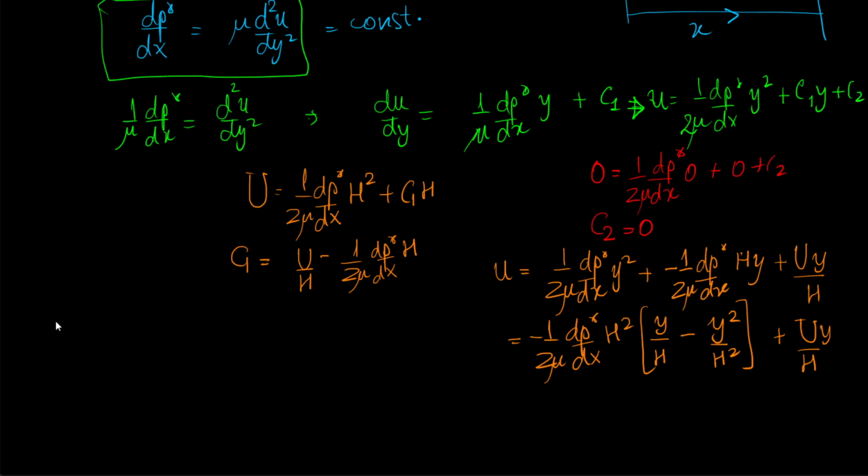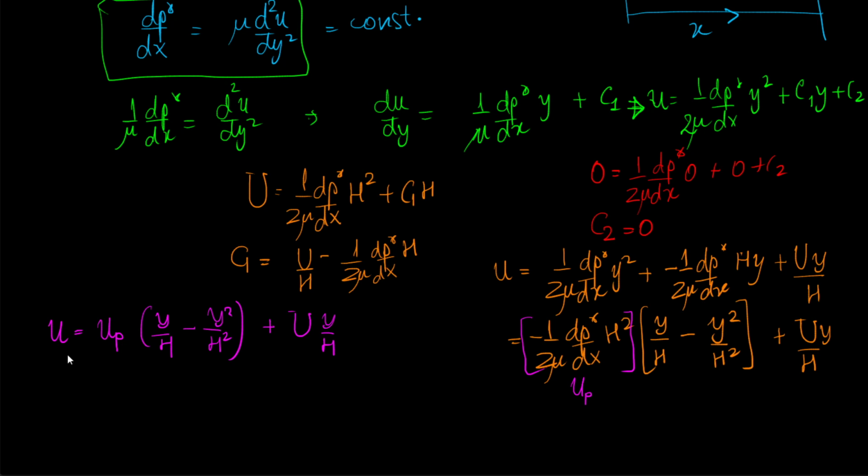So finally the velocity, I can call this velocity up, that is the velocity because of the pressure driven flow. So u becomes equal to up times y upon h minus y upon h squared, plus capital U y upon h. So this is the velocity profile.